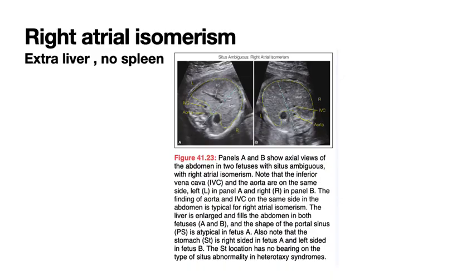If you have right atrial isomerism, think, okay, we have two rights, so that means the liver, which is a right-sided structure, maybe we'll have a little extra liver, and we'll have no spleen. The no spleen can be tricky to figure out. Since the gray area behind a normal stomach is the spleen, if there is no spleen, the stomach can often be right back up against the ribs.